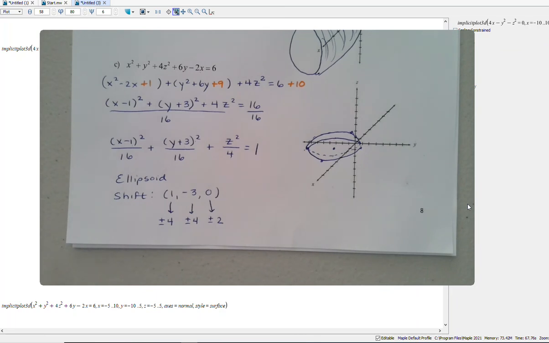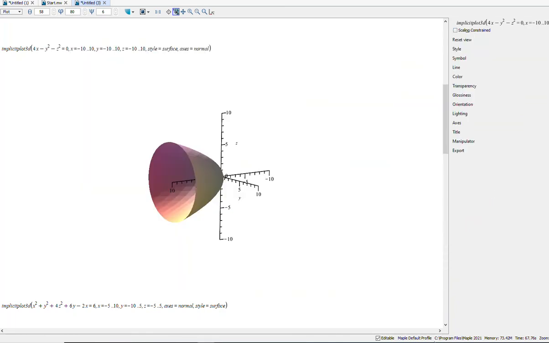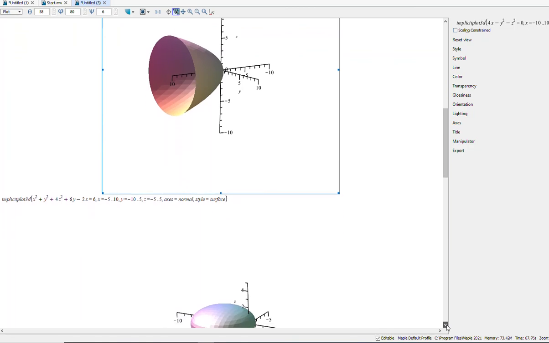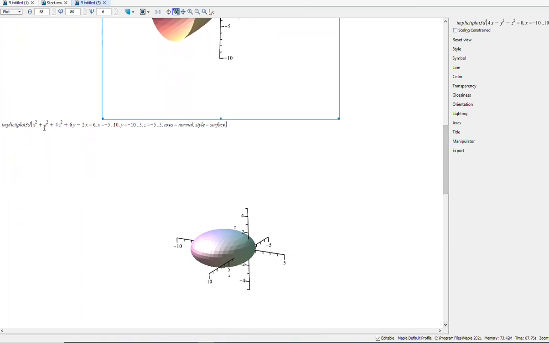Maybe we'll go ahead and look at that in Maple right now, because that was a hard one to draw. There's my ellipse. Again, you can see the same equation that we just did. And I played around with my x, y, and z a little bit so I could see the whole ellipse nicely. I do have my axes set to normal and my styles set to surface. I'm actually going to put my scaling over here on constrained so I can really see the correct proportions in the x, y, and z directions.